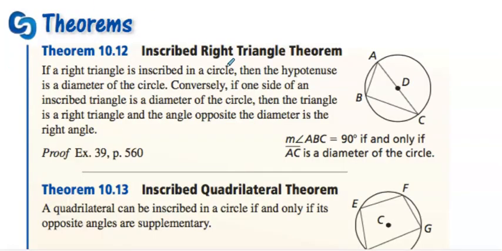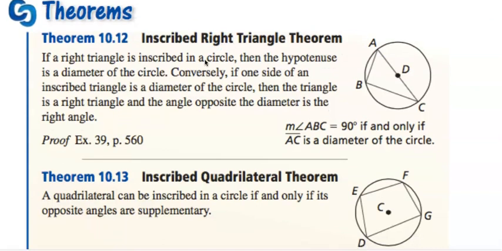Alright, check. The inscribed right triangle theorem. If a right triangle is inscribed in a circle, then the hypotenuse is the diameter. Makes sense, right? Because the intercepted arc is here, and if this is 90 degrees, then 90 times 2 is 180. And if it's 180, then AC has to be the diameter because it's half of the circle.